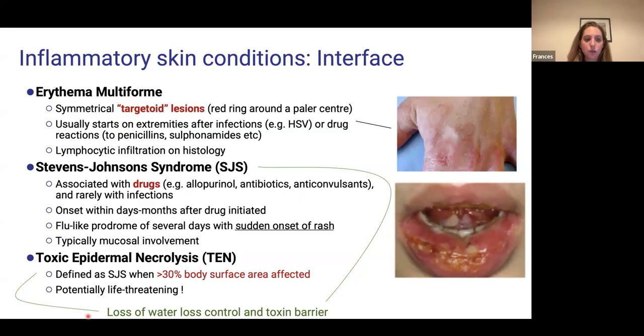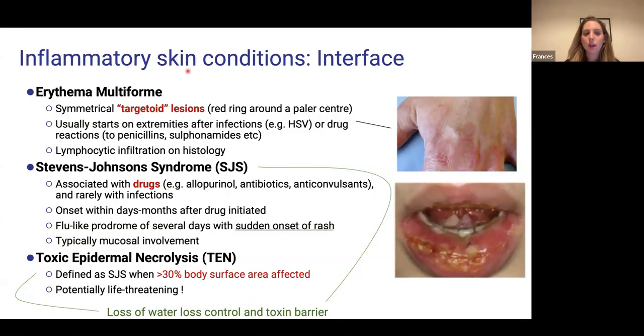Now, the difference between the two is that if you have Stevens-Johnson syndrome, you're typically thinking that around 10 to 30% of the body area is involved, so you don't really have that much involvement of your skin. However, if it's toxic epidermal necrolysis, you have more than 30% of the body surface area affected. So it's much more extensive, and this one can be life-threatening. Obviously, both of them disrupt the epidermal barrier, so you have loss of water and a reduction in your skin barrier, and so you become much more prone to life-threatening infection as well.